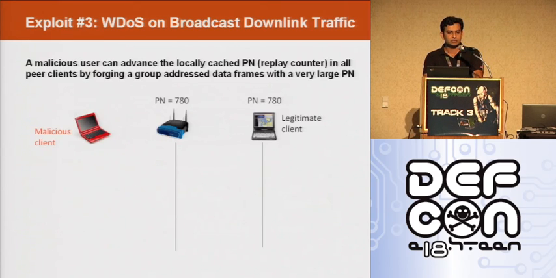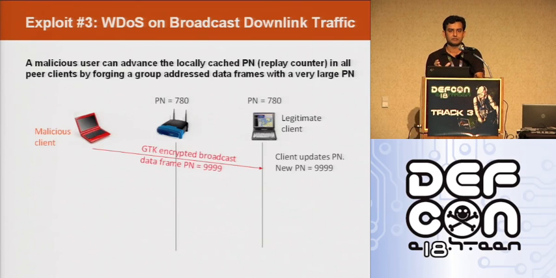So the attacker is going to exploit this replay detection logic. Here the attacker is injecting a very large packet number, an arbitrarily generated number, because it is a 48-bit number, right? So let's take this example in which the last successfully received packet number at the client was 780. At this point, the attacker is injecting a packet because the attacker knows the GTK. He can create his own broadcast frame. He can put any number of his choice. So he's going to put a number, let's say 9,999, okay?